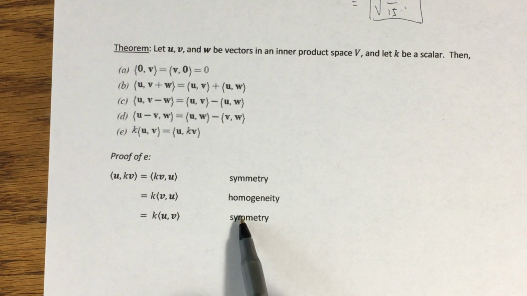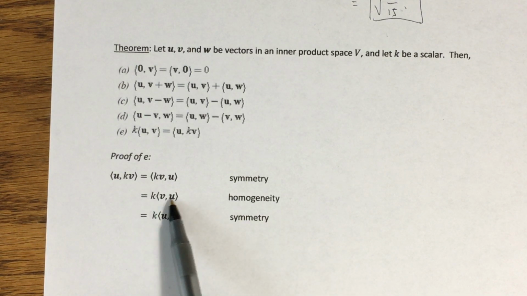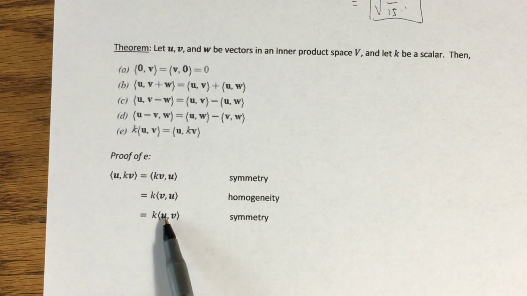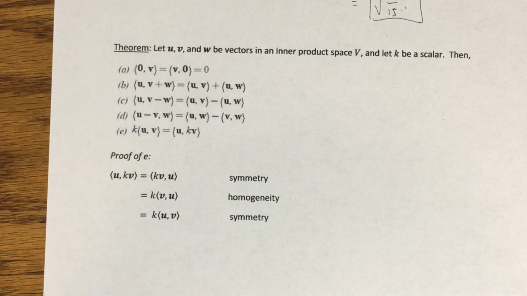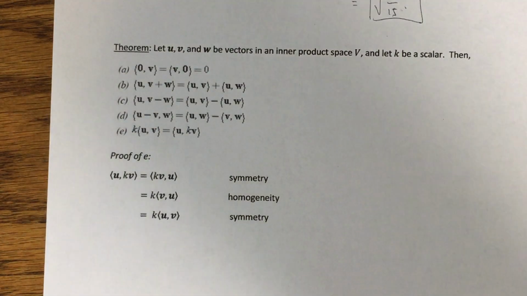And then I can apply symmetry one more time to the two components here to put them back in the order of u and v. This establishes that result E. The other results here can be proven in a similar way. We really just need to be using the axioms of an inner product. But that's going to wrap up 6.1 for us, and next week we'll move on to 6.2.